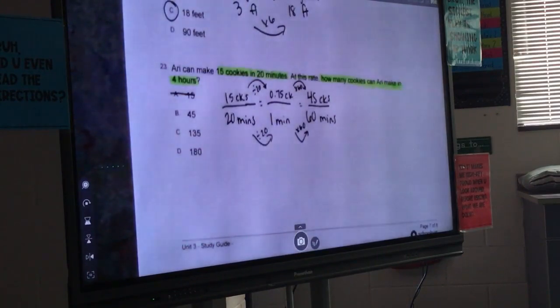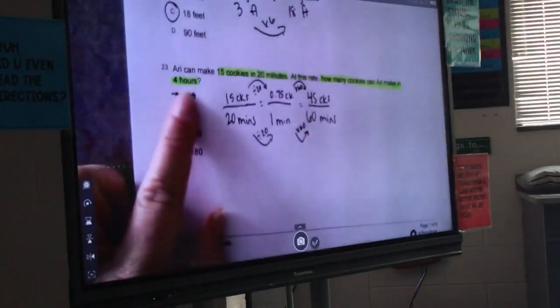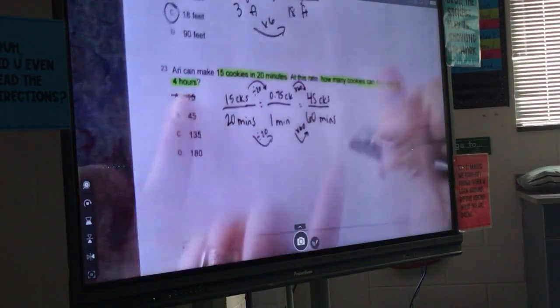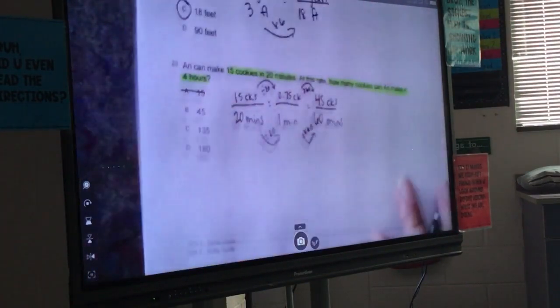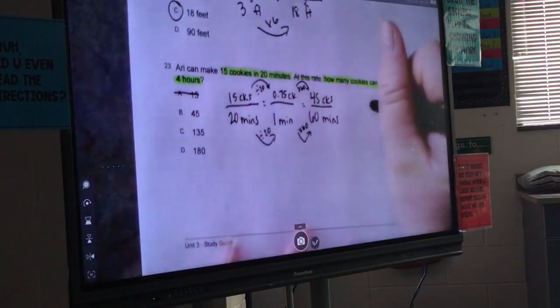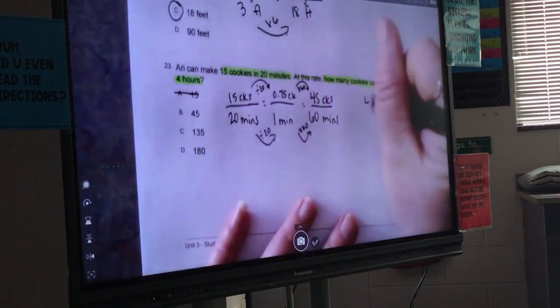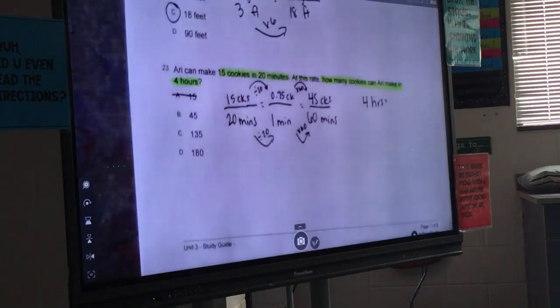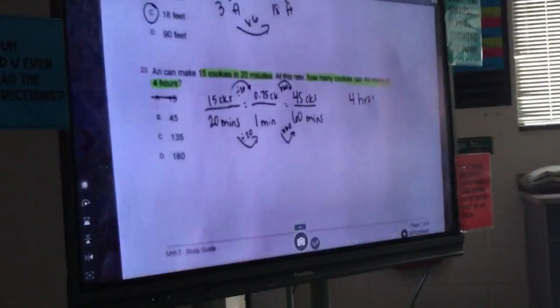One question for you. How many hours? 4 hours. Okay, so you did a great job of finding unit rate and then finding it for the 60 minutes, but you have to take it one step further. How many of you guys found how many minutes are in 4 hours first? Okay, why is this important to know?